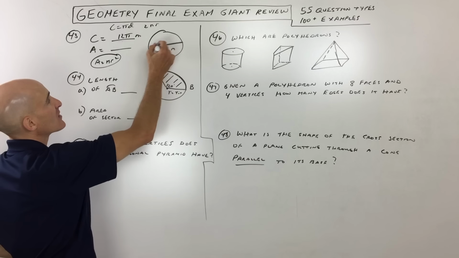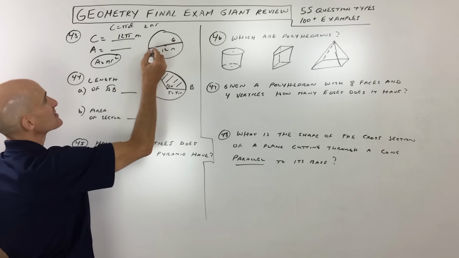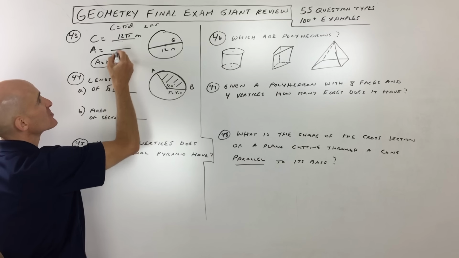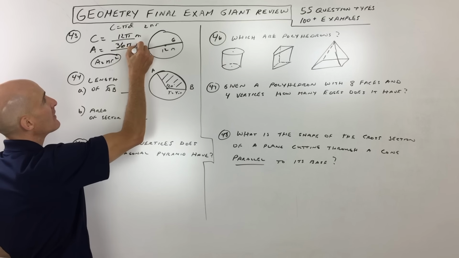But here what we have to do is cut the diameter in half to get a radius of 6, and then do pi times 6 squared, which is 36 pi, and then it's going to be meters squared since it's area.